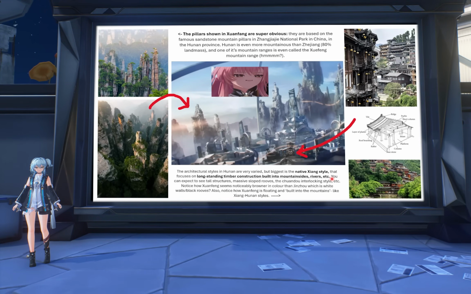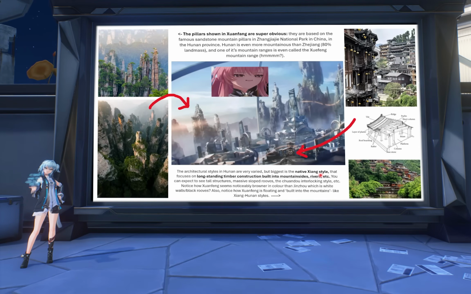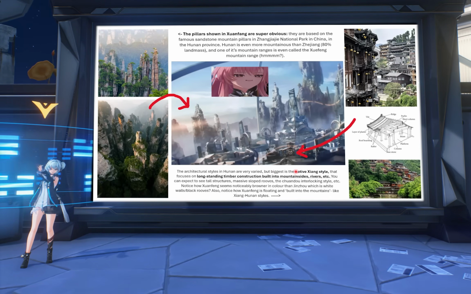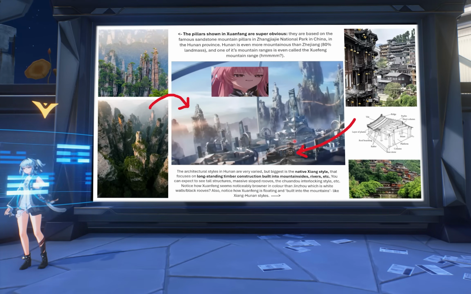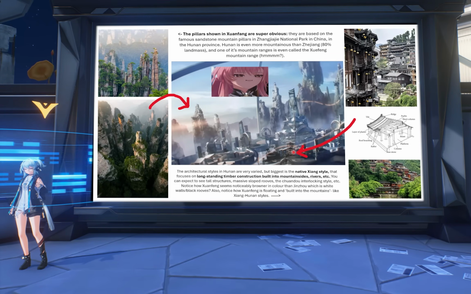What you can expect from the Xiang style and Hunan's architecture in general is really tall structures like this, and massive roofs, because you have this thing called the Chuandou interlocking style, a kind of construction method whose whole point is to support a massive roof, right? The Chuandou style completely just uses wood, no cement, nothing, just interlocking wood. So you have all this timber up on mountains, and you can see how, for example, Xuanfang is a lot more brown than Jinzhou, perhaps because of more wood construction.